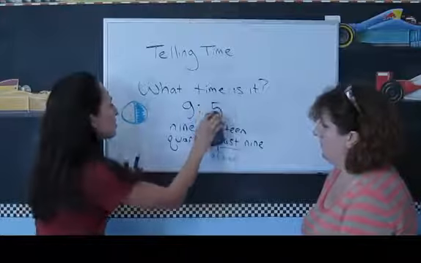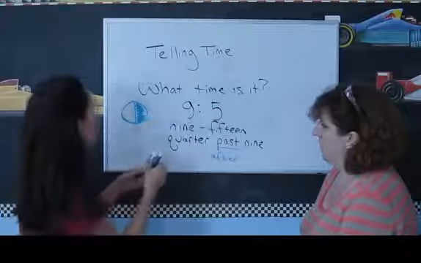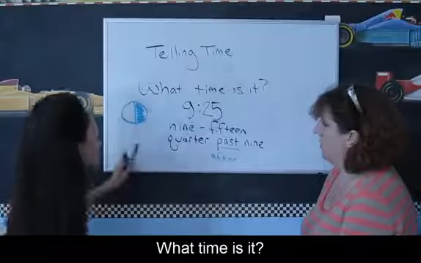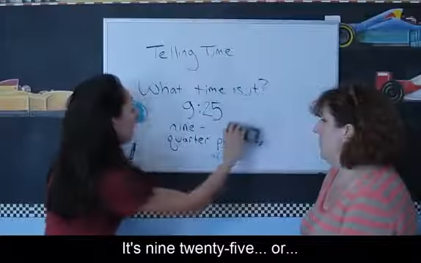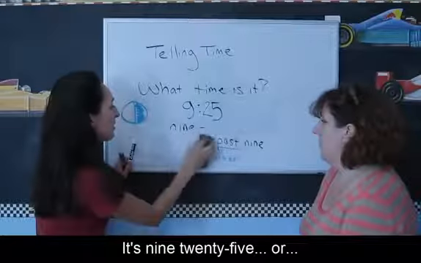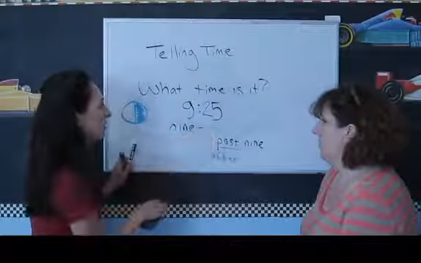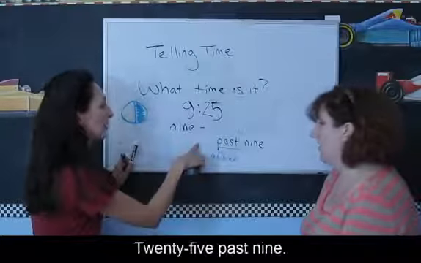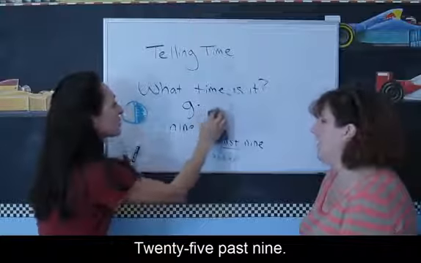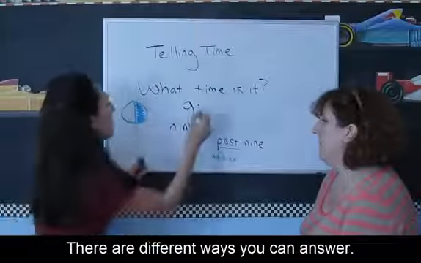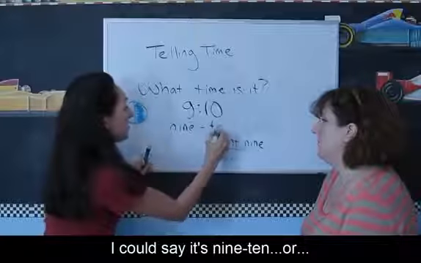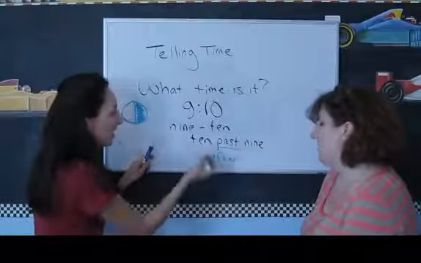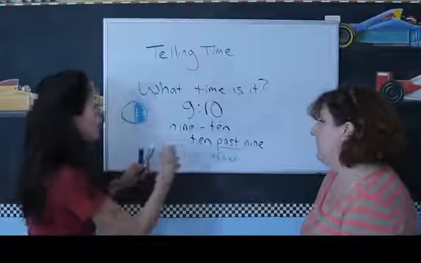If I change it to this, what time is it? It's 9:25, or twenty-five past nine. Right, so those are different ways that you can answer. I could say it's 9:10, or ten past nine. Yes. Ten after nine. Very good.